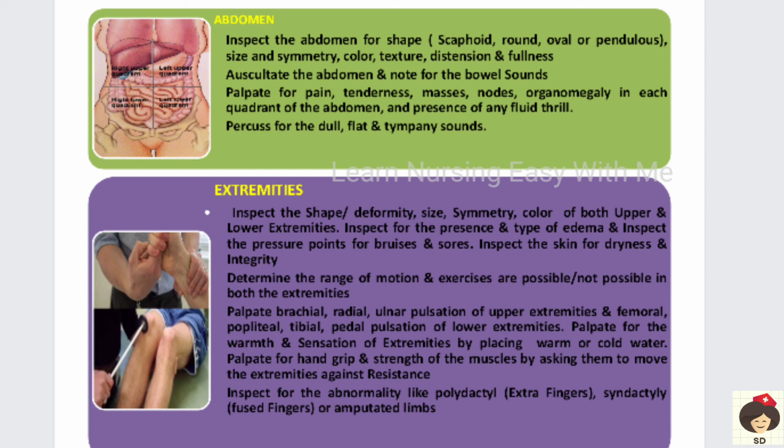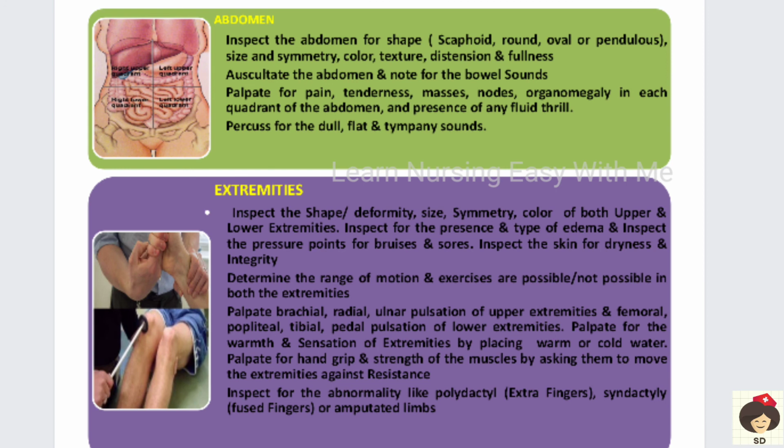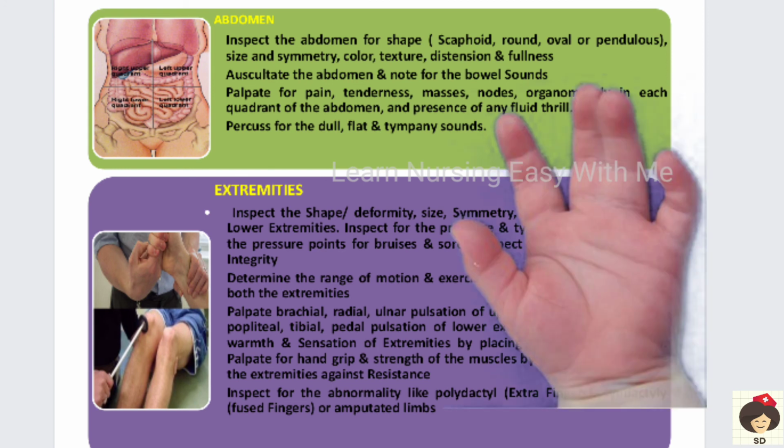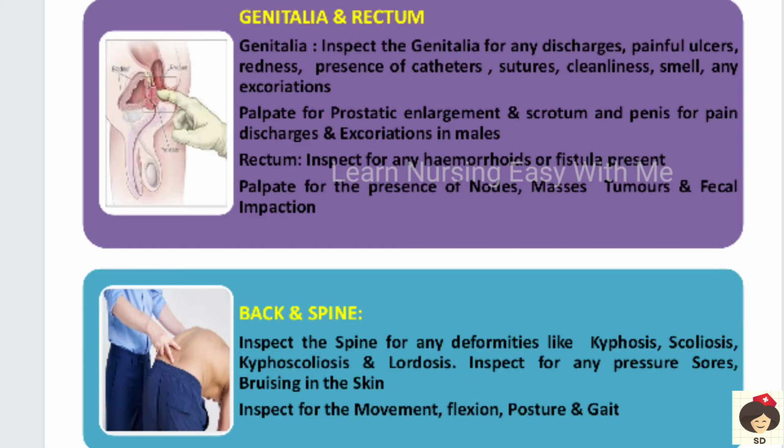And also you have to inspect the fingers, to see if there is any polydactyly. Polydactyly is when some persons have extra fingers, like 6 fingers or 7 fingers, so you have to check the extremities. And syndactyly, some persons may have fused fingers. So 1 or 2 fingers will be fused, and you have to see that. And if there is any amputation, amputation is the cutting or removal of a body part, that is a limb or a finger. So all those things you have to check in the extremities.